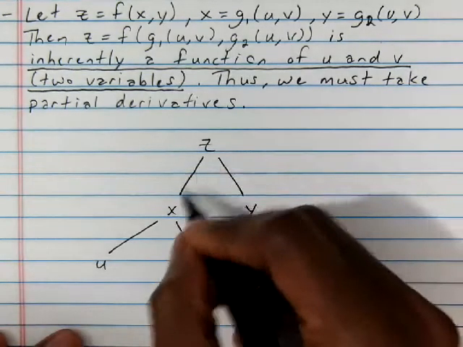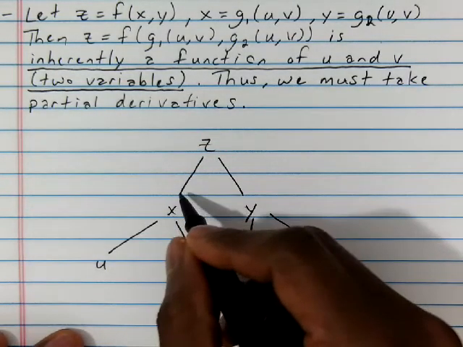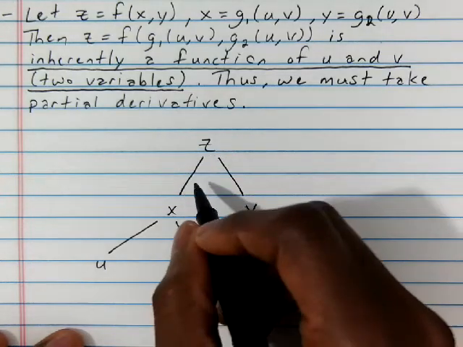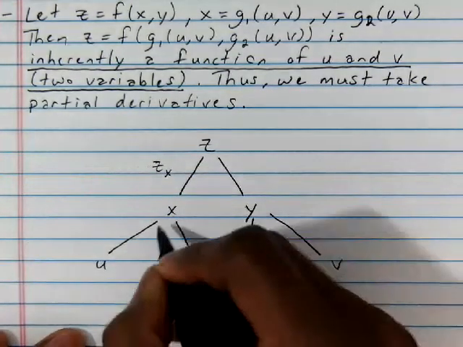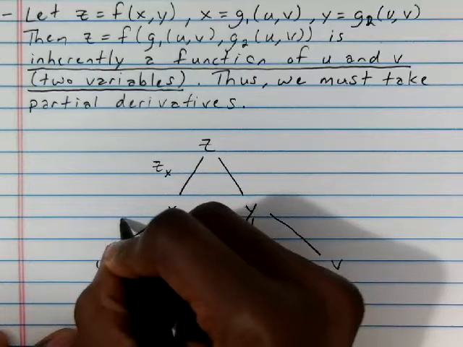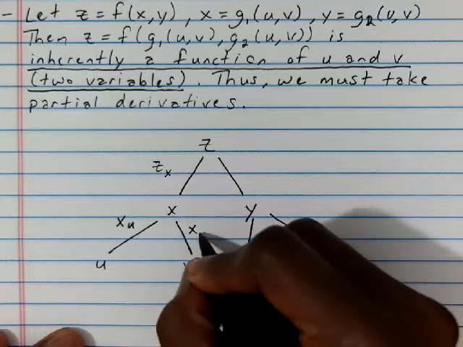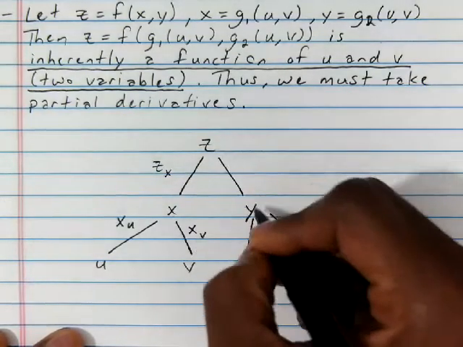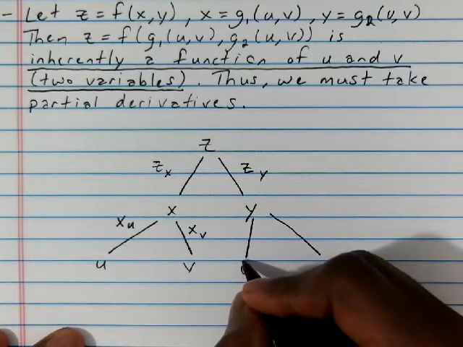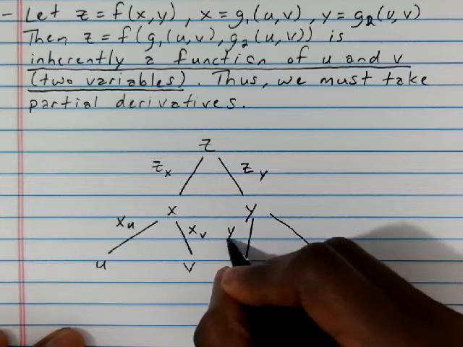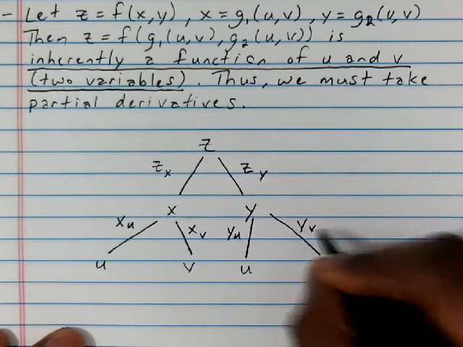On any individual line here, what you're going to do is just write out what particular partial that would be. So here, this would be the partial of z with respect to x. So I'll write z sub x right there. And here, this would be the partial of x with respect to u, so x sub u. Here, that's x and v, so this would be x sub v. Here, this is z to y, so this is the partial of z with respect to y. Here, y is a function of u, so that would be y sub u. And then this right here would be y sub v.